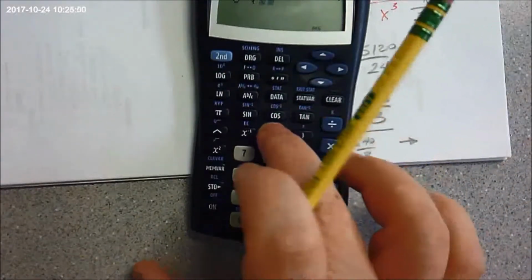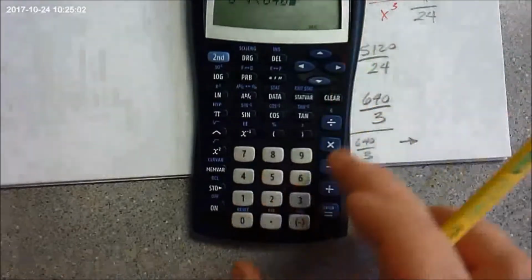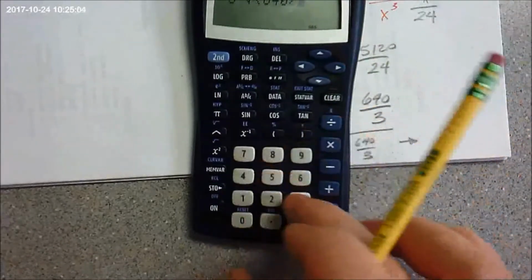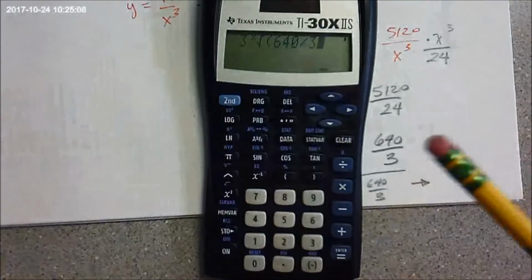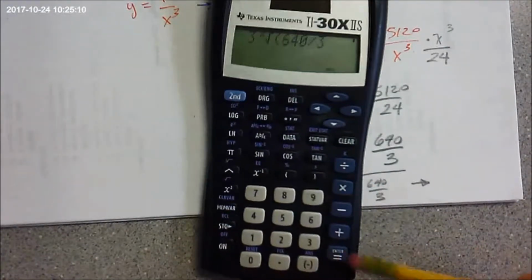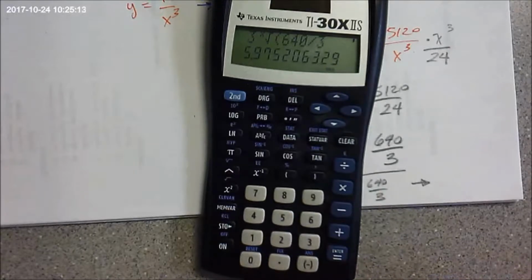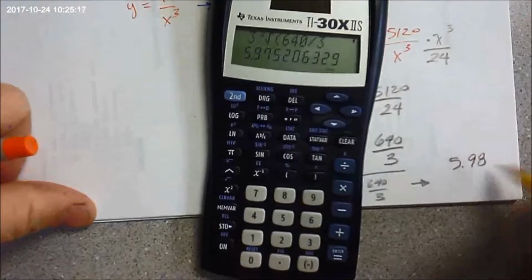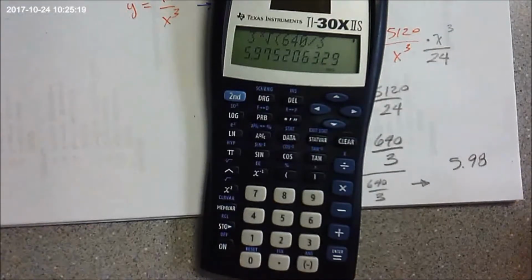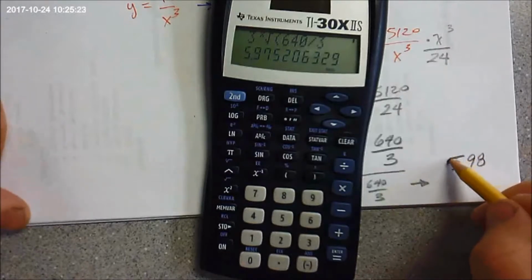So 640, and I have to use parentheses because I have to do the order of operations. So 640 divided by 3 like that, right? Equals 5.97, or 5.98 to 3 places, right? So we can leave it either way. Well, yes, it doesn't give us any instructions on how to do it.